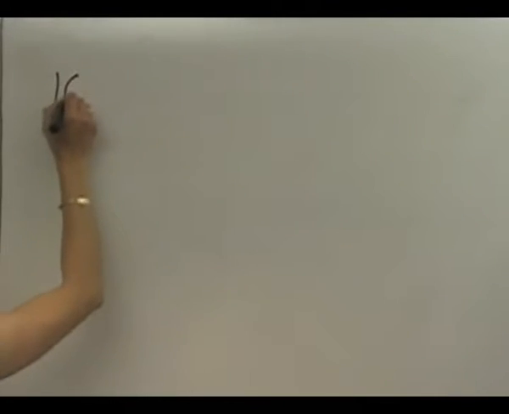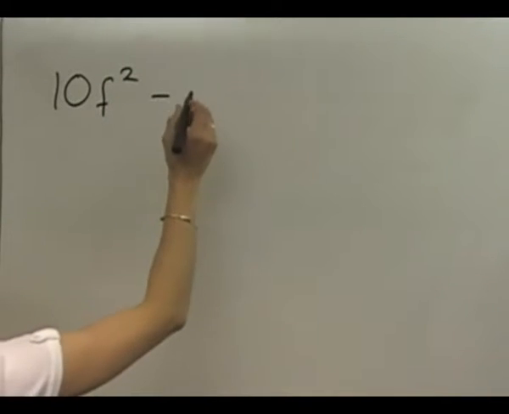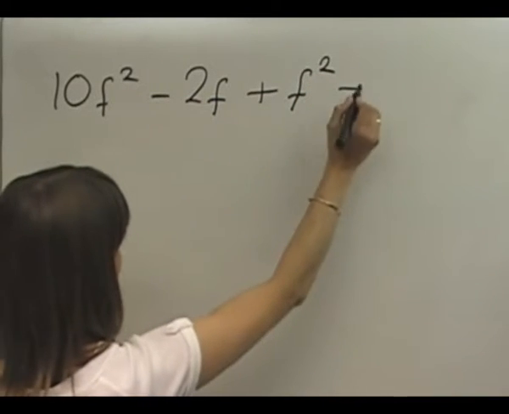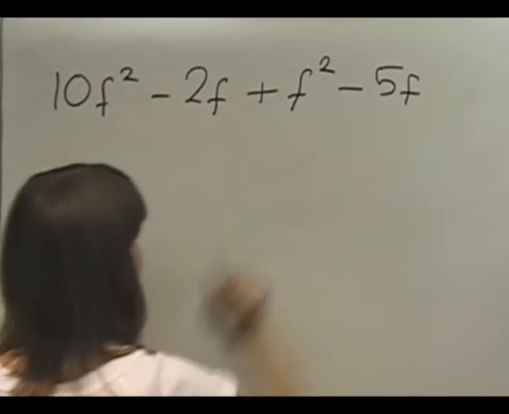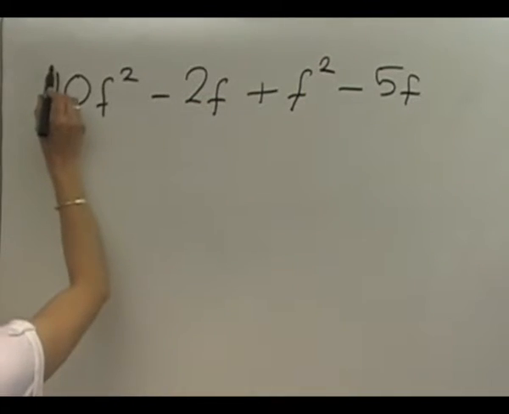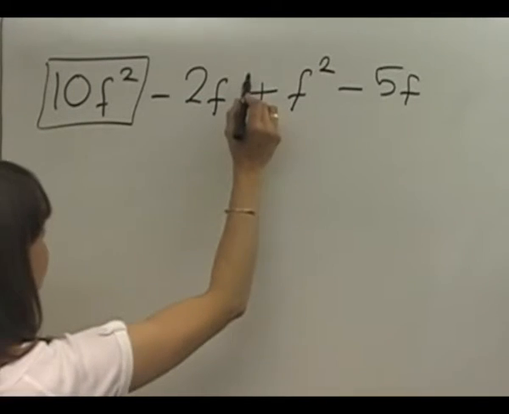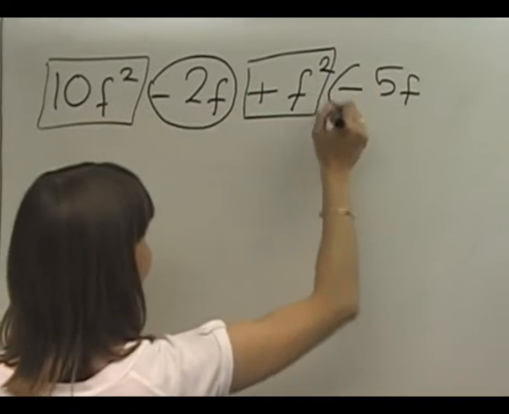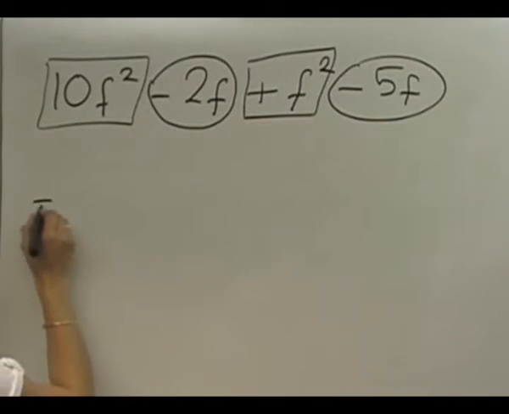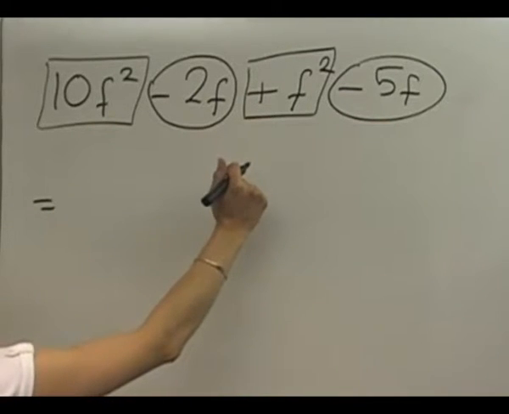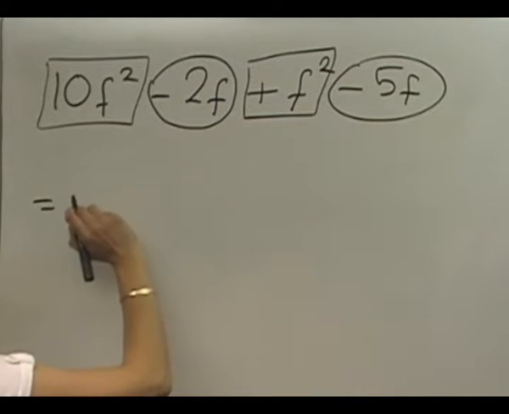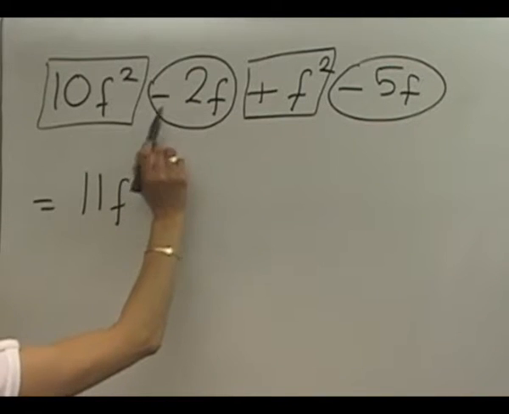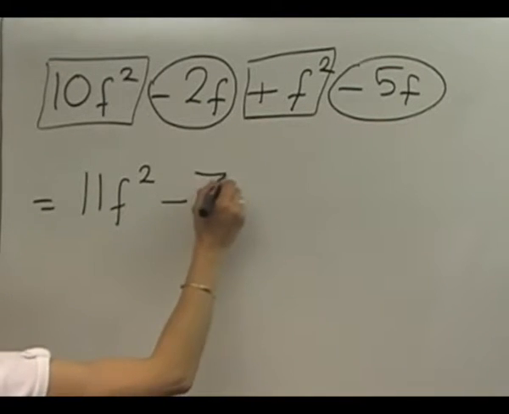10f squared, take away 2f, add f squared, take away 5f. Okay, so we put the f squared things in boxes because they have the same value in them, f squared, and then we put the other things in circles. Take away 2f and take away 5f. Now we simplify 10f squared plus f squared. Now just note here that the f squared is 1f squared. We don't put the 1 in, but that would make a total of 11f squared. And take away 2f, take away 5f makes a grand total of take away 7f.